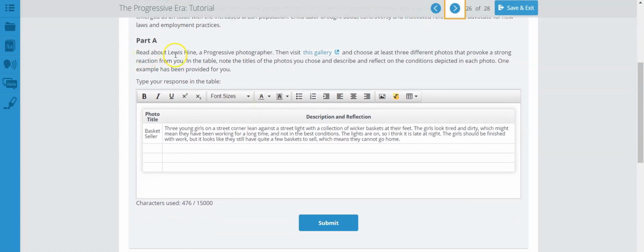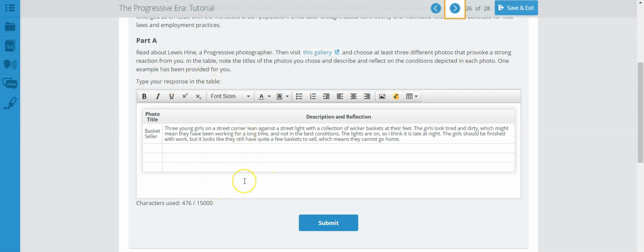Part A. Read about Louis Hine, a progressive photographer. Then visit this gallery. This is a link. You need to go here and choose at least 3 different photos that provoke a strong reaction from you. In the table, note the titles of the photos you choose and describe and reflect on the condition depicted in the photo. One example has been provided for you. Type your response in the table.